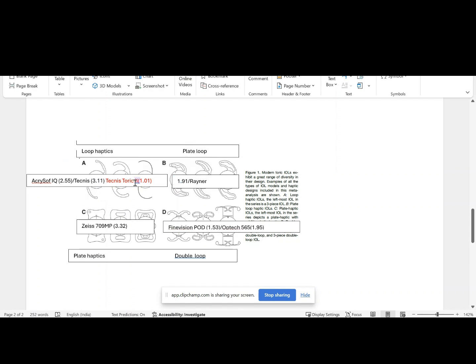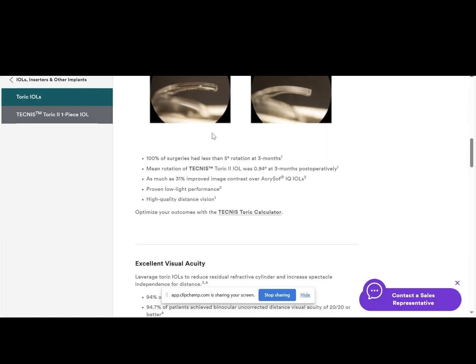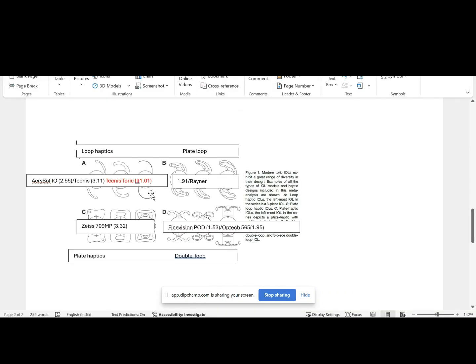While the Tecnis Toric 2, which has the frosted edge, has a frosted edge over here. So the haptic has a rough surface, you could say, and that probably lends more rotational stability to this lens. That reported 1.01 degrees of mean rotational stability loss. That seems to be the lowest among all the 51 studies' IOLs that have been reported.